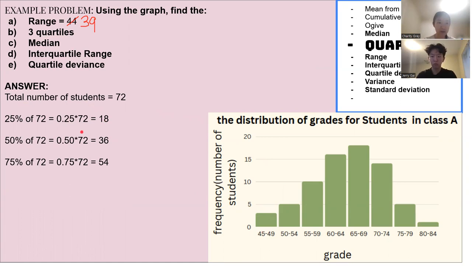On the other hand, 50% of 72 is 36. So our second quartile will be the 36th student. And then 75% of 72 is 54. So then our 54th student is the third quartile.